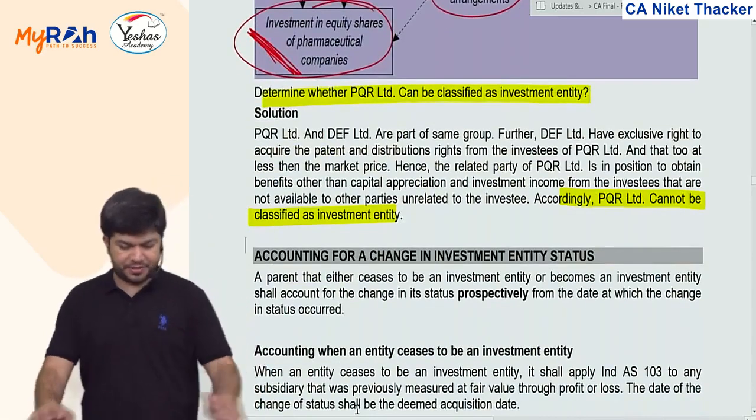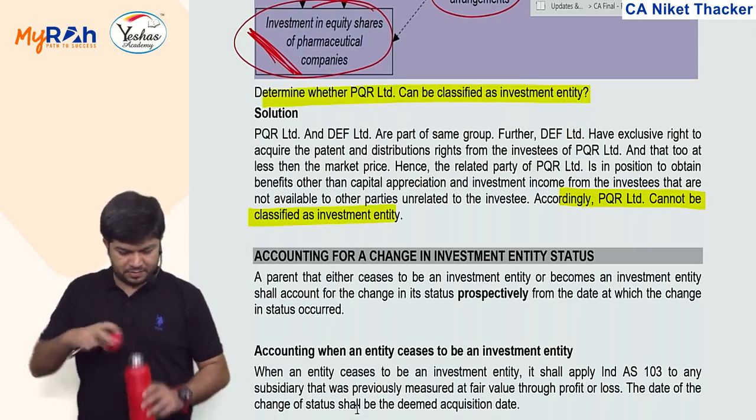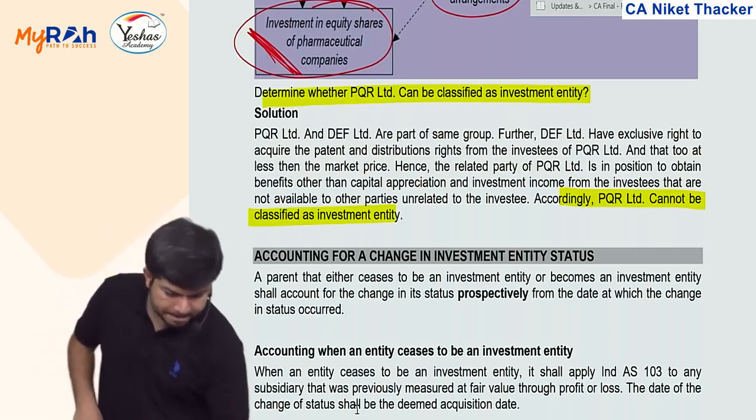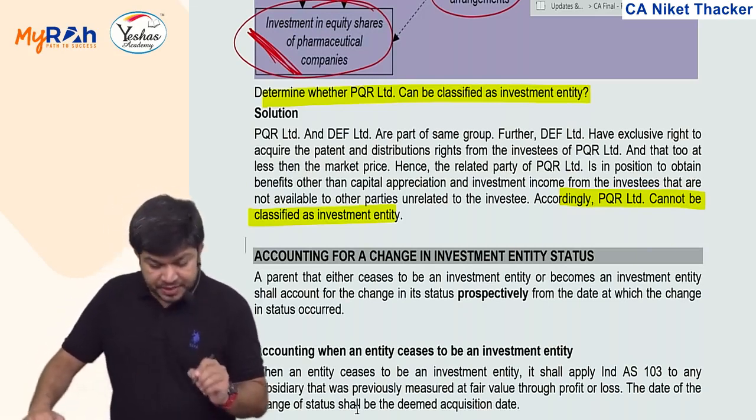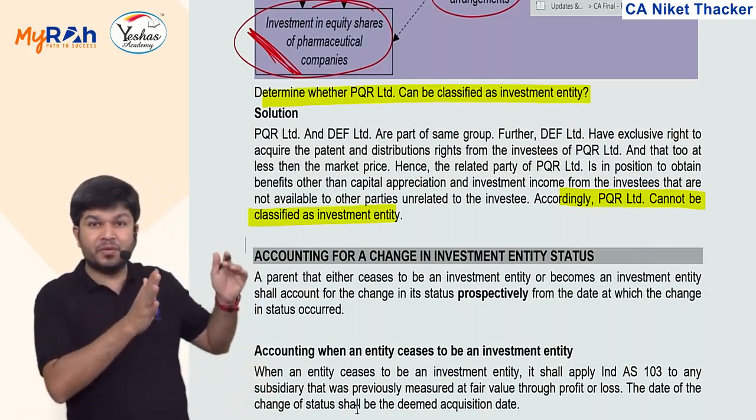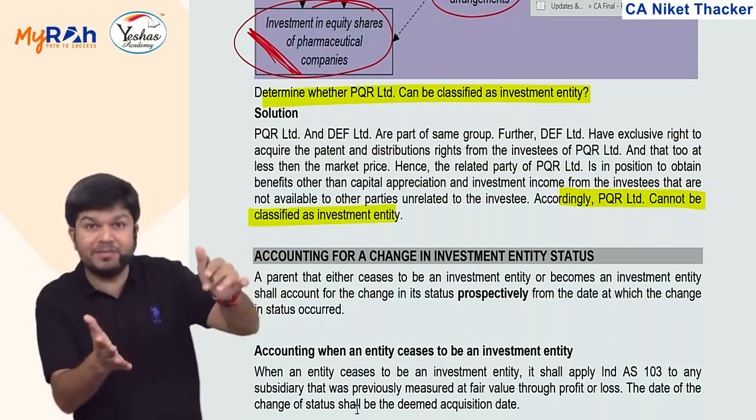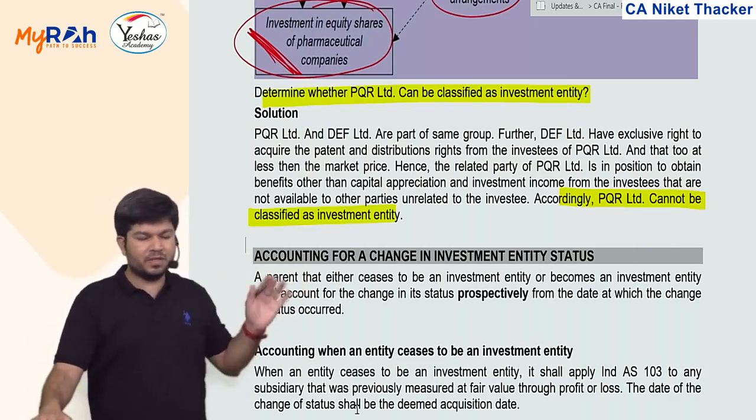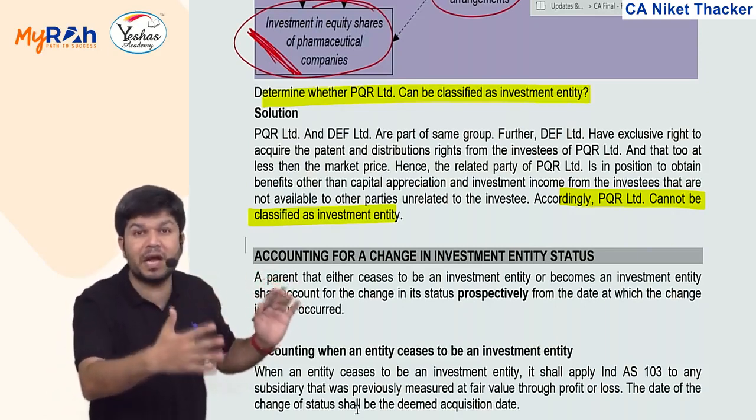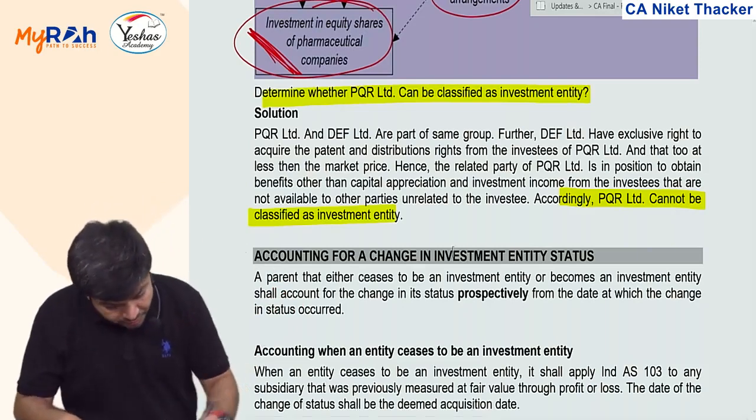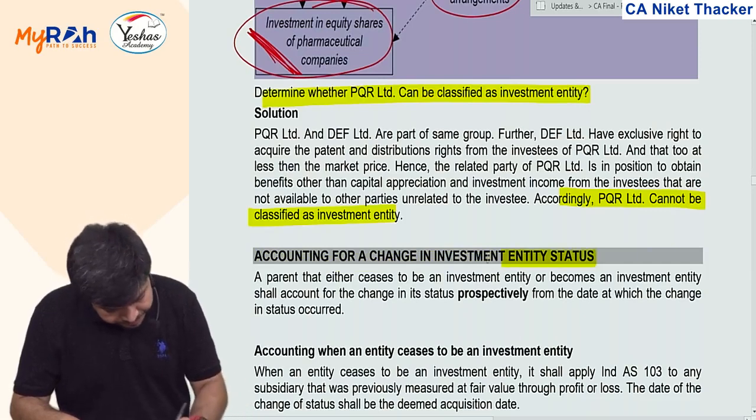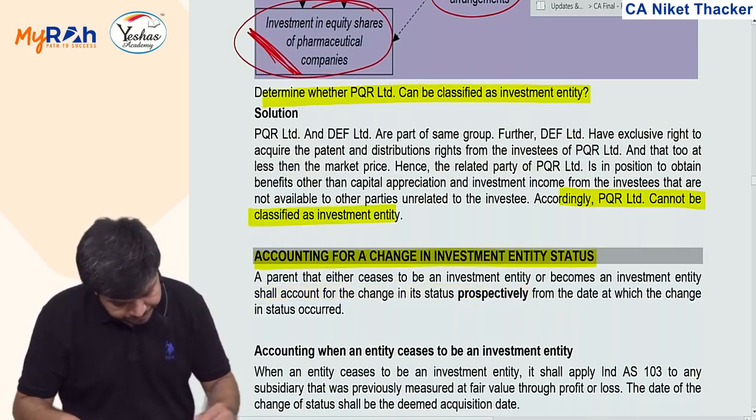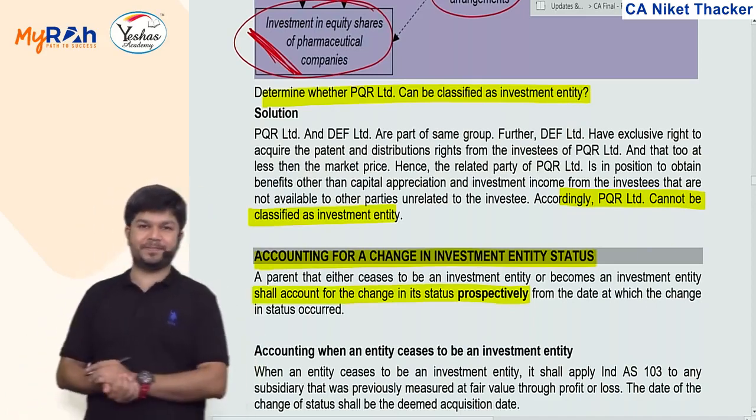Okay, this is done. Next point. Accounting for change in investment entity status. You were not an investment entity, now you become one, or you were an investment entity, now you cease to be one. Earlier your group members were not getting other benefits, now they started getting other benefits. So accounting for change in status of investment entity, you should account for such change prospectively, from now onwards.